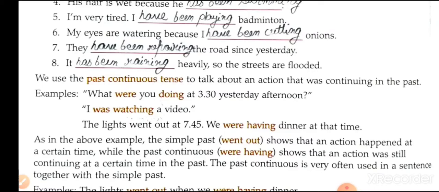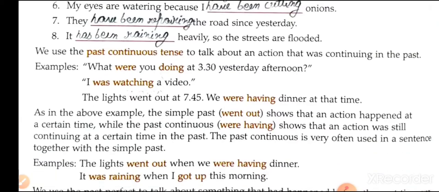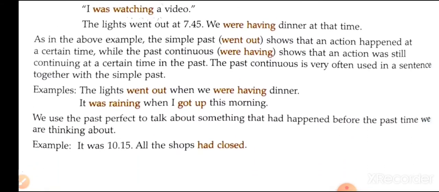As in the above example, the simple past went out shows that an action happened at a certain time, while the past continuous were having shows that an action was still continuing at a certain time in the past. The past continuous is very often used in a sentence together with the simple past. Examples. The lights went out when we were having dinner. It was raining when I got up this morning.